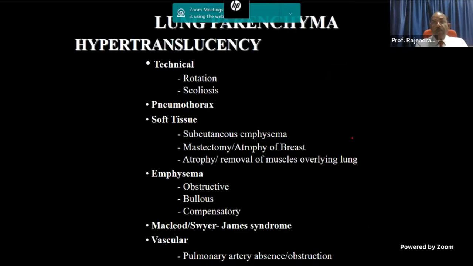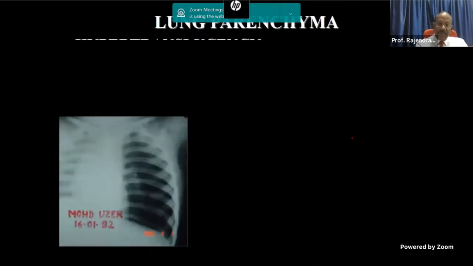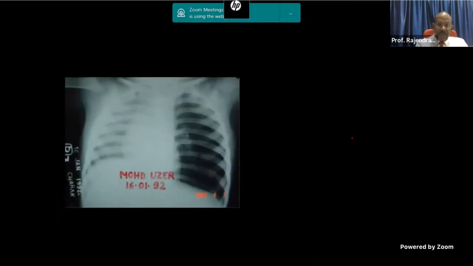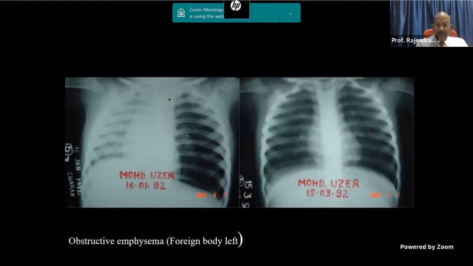Sometimes lungs look more black, what we call a hyperlucent shadow. Here in this film, this lung looks more hyperlucent. On very detailed history and bronchoscopy, this was obstructive emphysema because of a foreign body on the left side. And when the foreign body was removed, the lungs became normal.